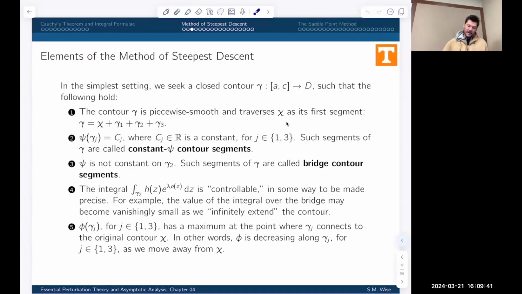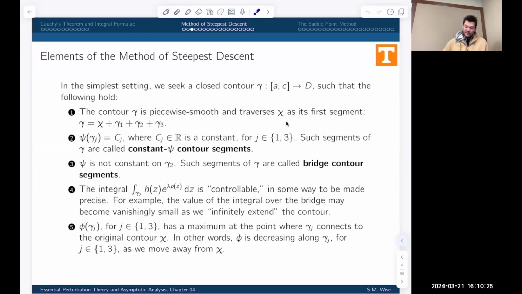All right, so we're going to construct a brand new contour called gamma, such that its first segment is going to be chi, and then we have subsequent segments with the following property. Segments 1 and 3 are segments such that the imaginary part is constant on those segments. So these two are called constant psi contour segments, or at least I call them that. I don't know how universally known that is, but that's what I'm going to call them.